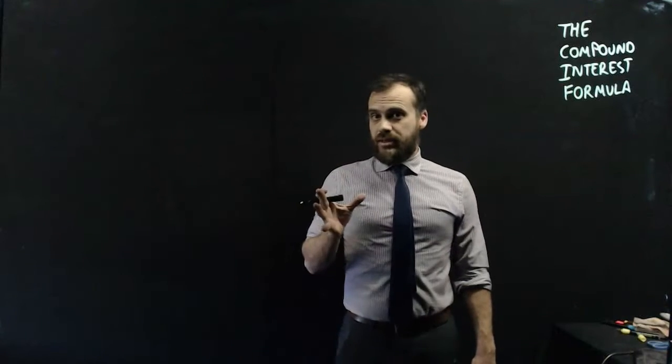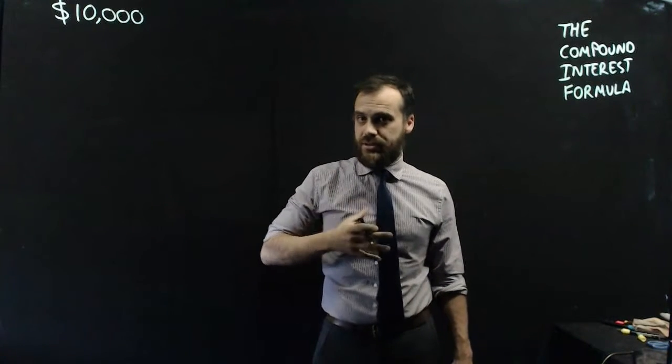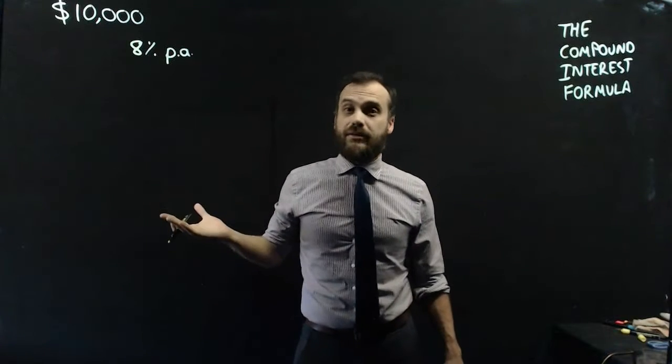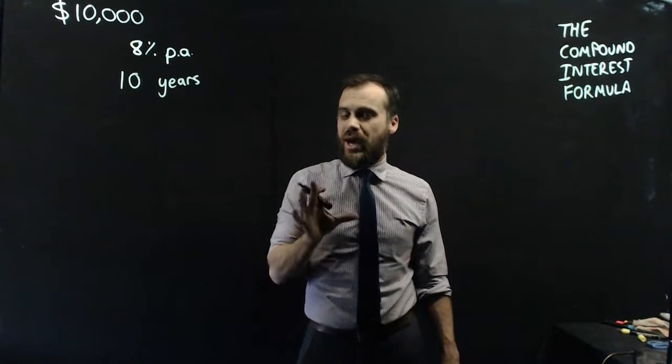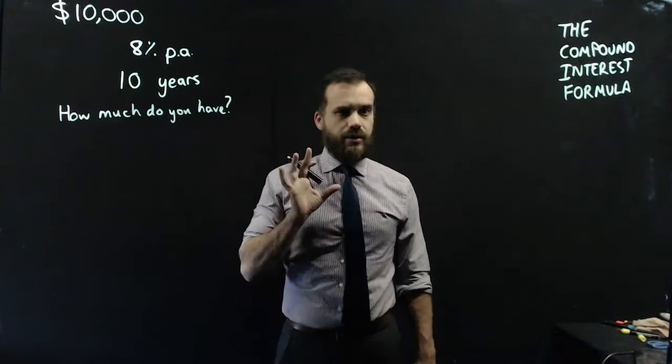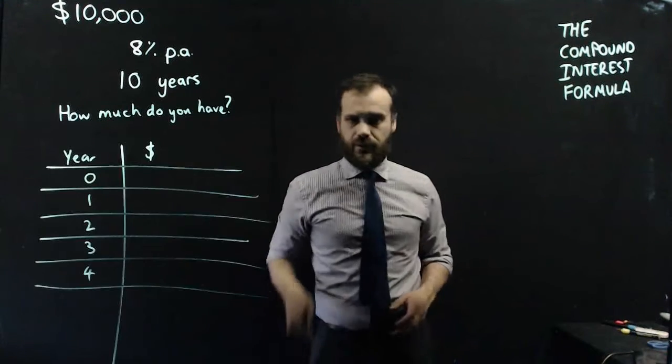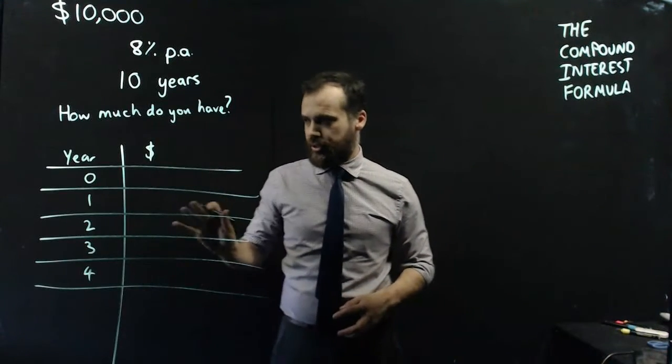Alright, so you put some money in the bank, and every year the bank pays you some interest. And you leave that money in the bank for some amount of time. How much money will you have in the bank at the end? Now, one way you already know how to do this is using a recurrence relation. Drawing up a table that looks a little bit like this.